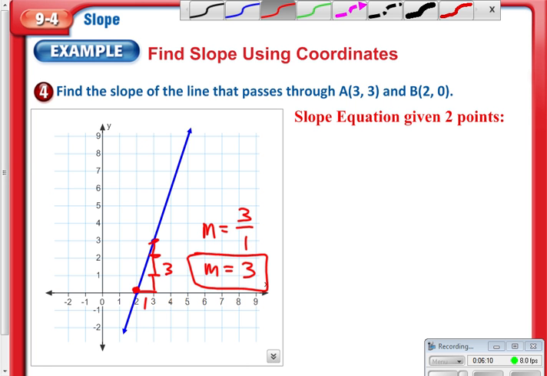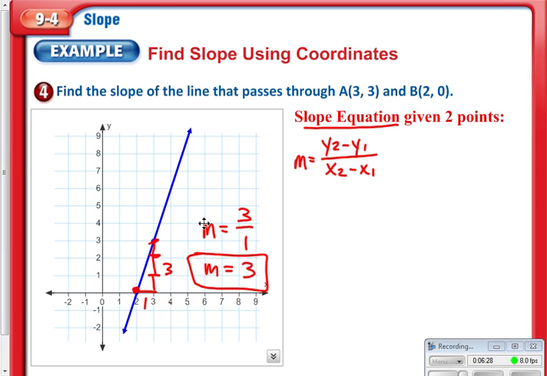Another way that you can find slope is called the slope equation when you're given 2 points. And we've talked about this before. To figure out slope using an equation, you need 2 points. What you'll do is take the equation y2 minus y1 over x2 minus x1. The 2 points that we have here are the A and B points.